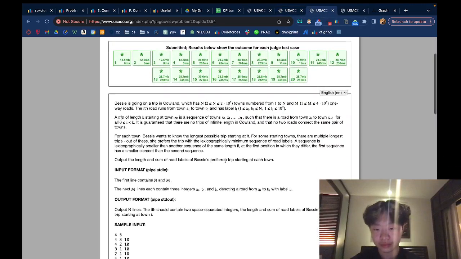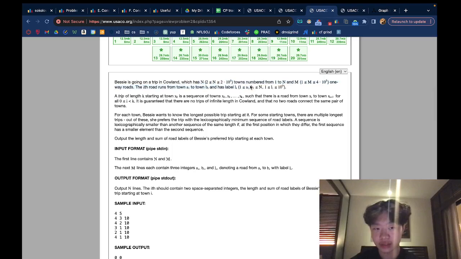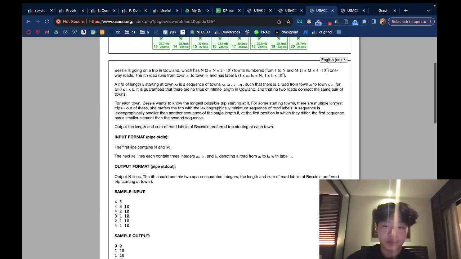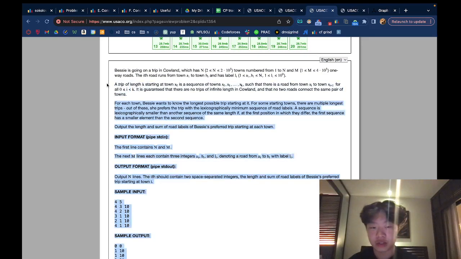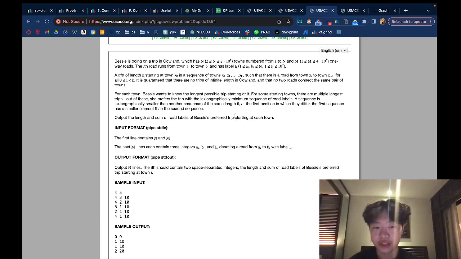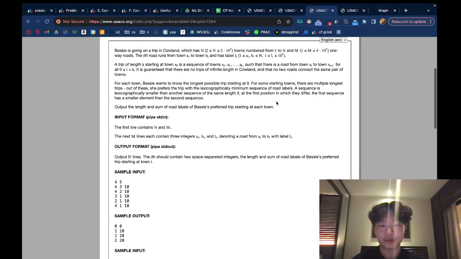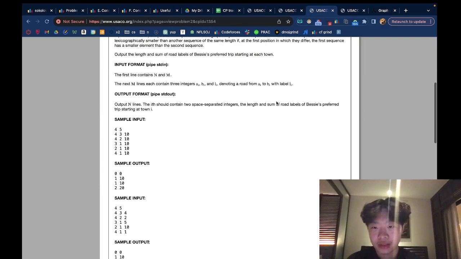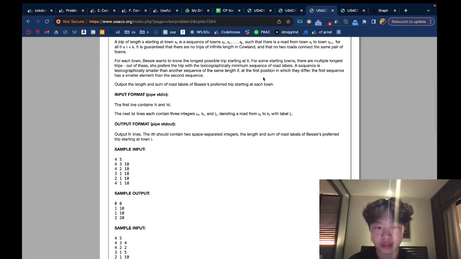Okay, problem 2. So problem 2, you have n towns. So you have n nodes and m edges. And basically it gives you a directed acyclic graph, which means a directed graph with no cycles. And you're trying to find, for each node, the longest trip with the lexicographically minimum sequence. Okay. So this question looks pretty complex, right? So you have to find the longest path for every node with the minimum lexicographic sequence.